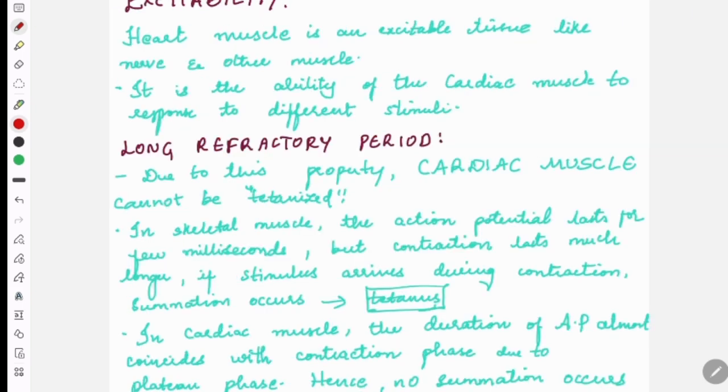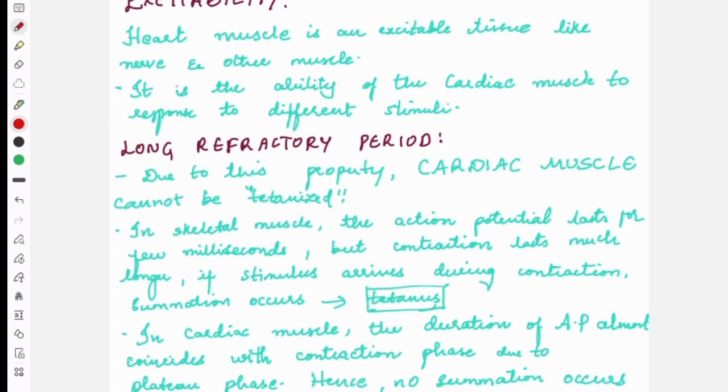Another property is excitability. Excitability and contractility are related to each other. How? The SA node discharges the stimuli, right? The ability of the heart to respond to the stimuli is what we call excitability. If the heart is able to receive the stimuli and respond to it, it is getting excited. So if the heart is excitable, only then can it contract. The contractility of the heart is dependent on its excitability.